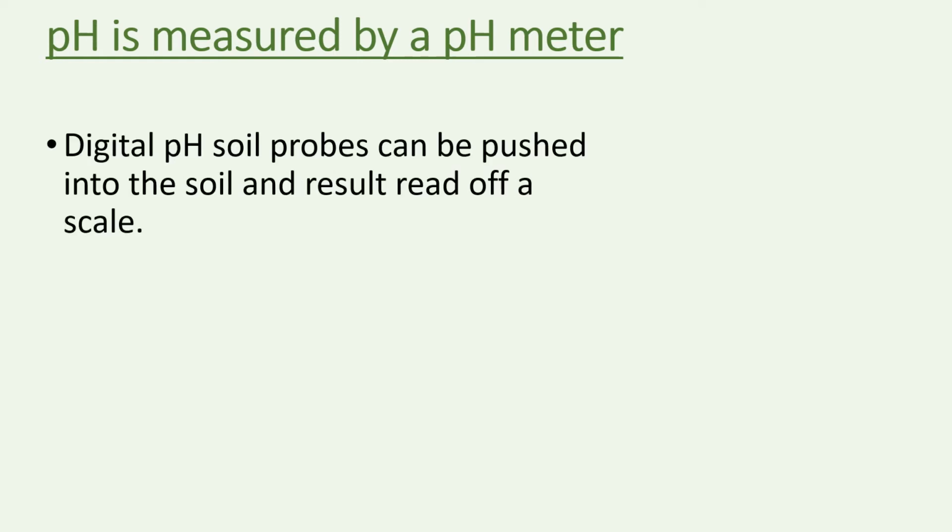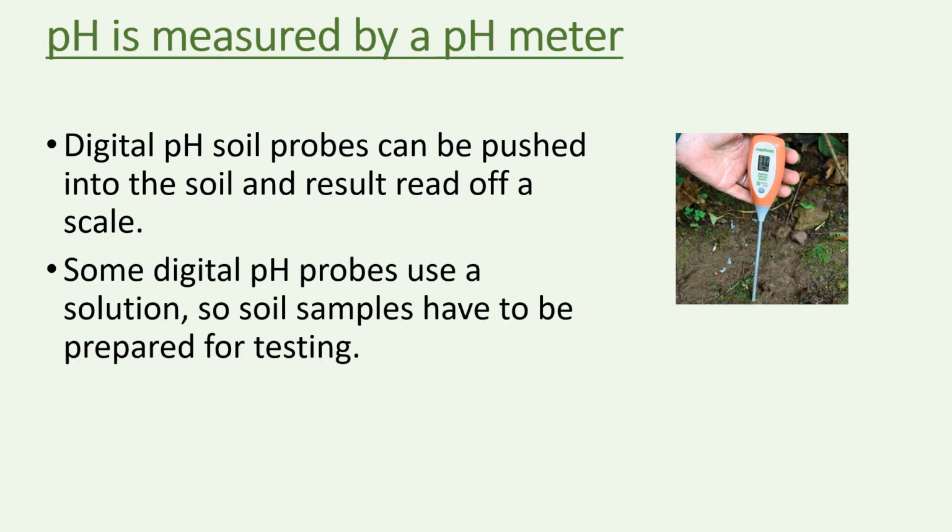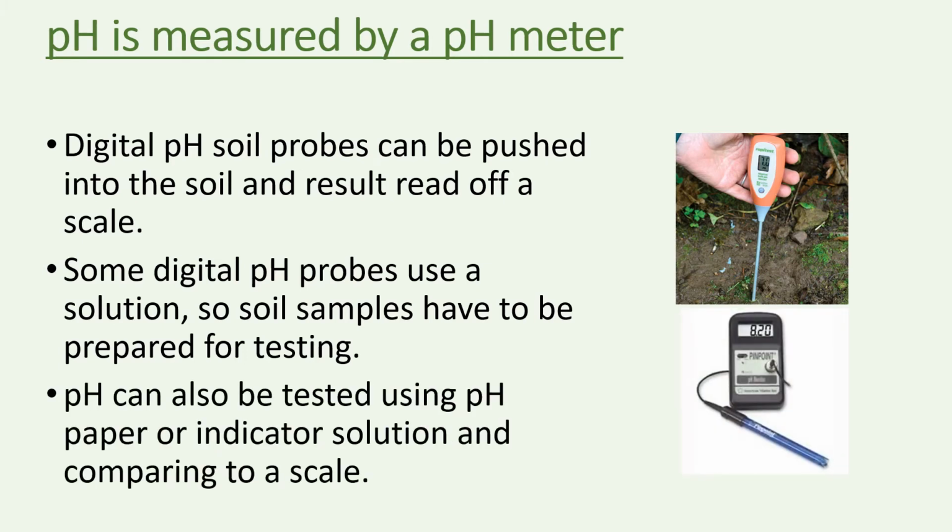The last abiotic factor we're going to look at measuring is pH, and pH is measured by using a pH meter, which is similar to your soil moisture meter. Your digital pH probe can be pushed into the soil and the results read off of the scale. Some digital pH probes use a solution, so soil samples have to be prepared for testing. Another way you can test pH is by using pH paper or indicator solution and comparing it to the universal indicator scale.